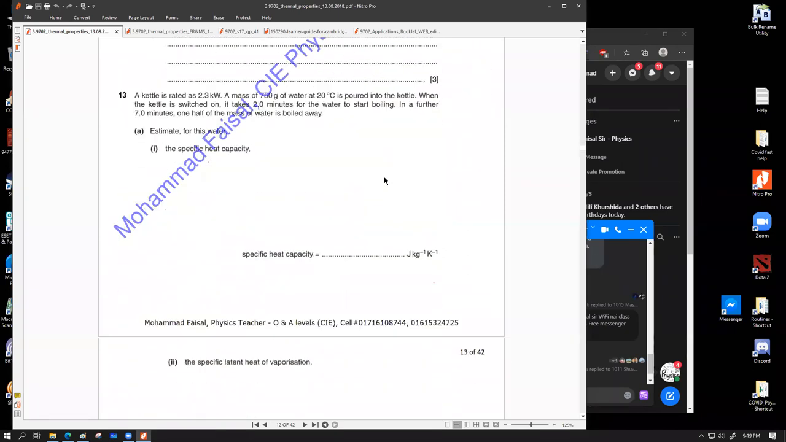Okay, we have a question from 13B. A kettle rated at 2.3 kilowatt. A mass of 750 grams of water at 20 degrees Celsius is poured into the kettle. When the kettle is switched on, it takes 20 minutes for the water to start boiling. In a further 7.0 minutes, one half of the mass of the water is boiled away. Estimate for this water the specific heat capacity.